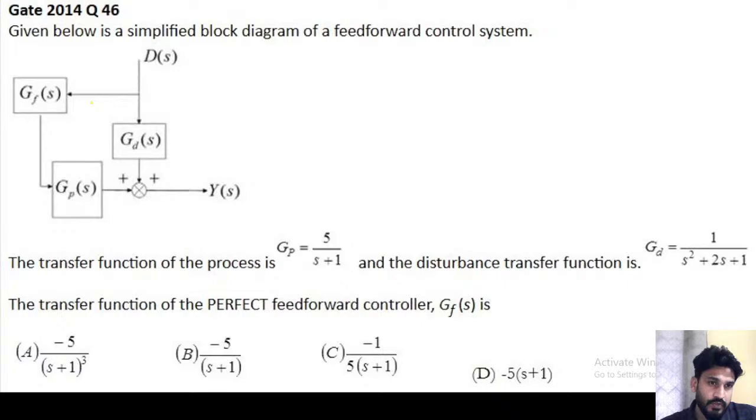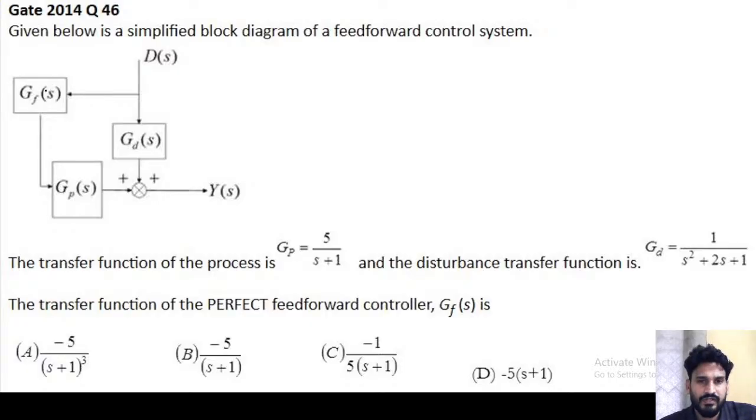Okay, so let's take some questions. This is my GATE 2014 question, and just see this question. What is this question saying? Given below is a simplified block diagram of a feed forward control system. You can see this is my disturbance, transfer function, this is my output, this is my plus, this is my process, and this is my GF.